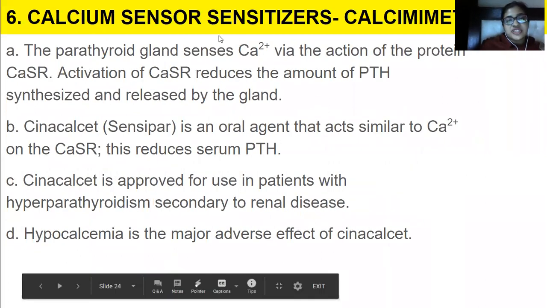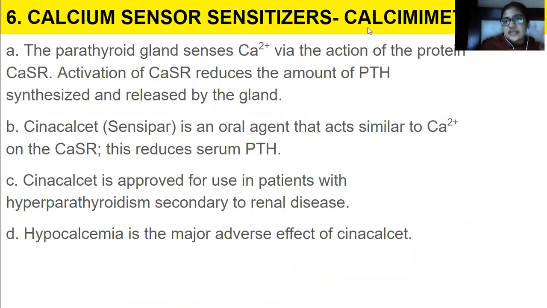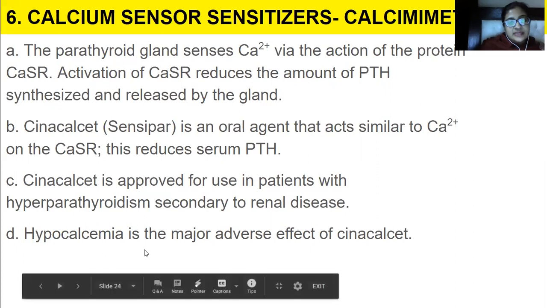Then we have calcium sensor sensitizers, that is calcimimetics. The parathyroid gland senses calcium via the action of the protein CaSR. So activation of this protein reduces the amount of PTH synthesis and release by the gland. Then we have cinacalcet. It's an oral agent that acts similar to calcium on the CaSR. This reduces the serum PTH level. It is approved for use in patients with hyperparathyroidism secondary to renal disease. It is the major adverse effect of cinacalcet.